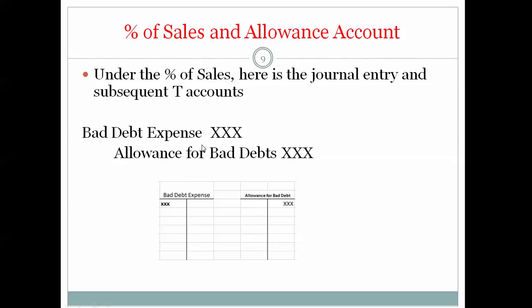We're going to have bad debt expense. Again, remember, we're going to take the percentage of the credit sales. They're going to give us the percentage. They're going to give us the sales. We're going to multiply it. We're going to put the debit to the bad debt expense.